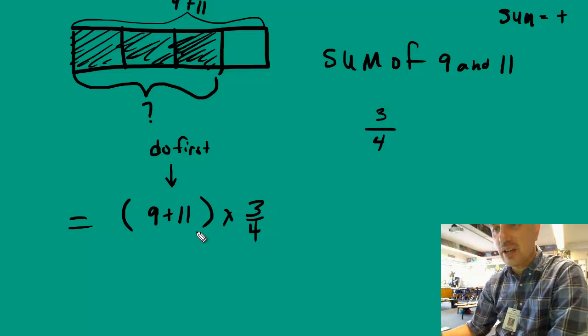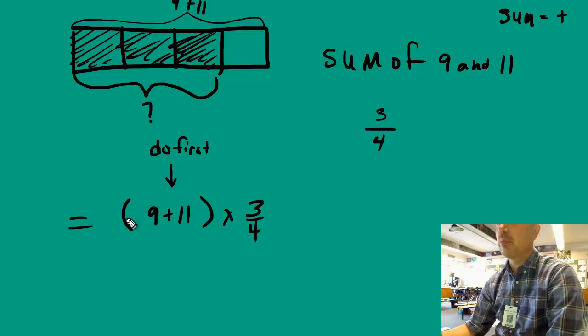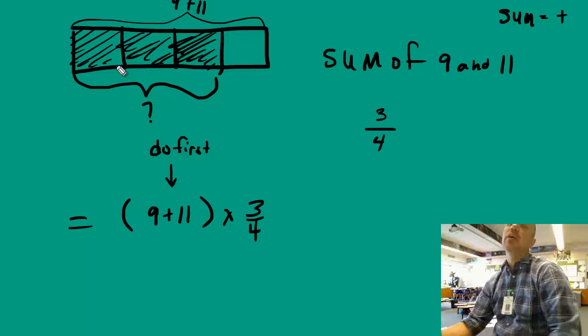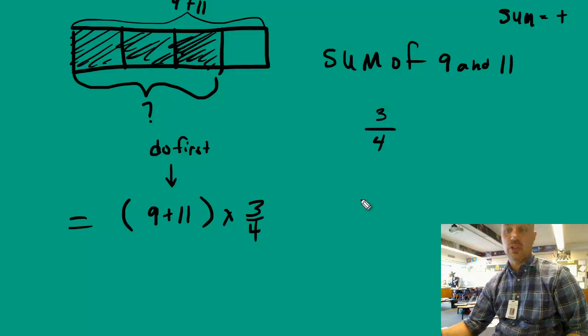If I didn't do that first, I would be doing my multiplication first, because in order of operations, we do multiplication and division first. So then I would really get a different answer. So parentheses tells me that I need to do this first. I needed to do it first because I needed to find the whole, and then I could split it up into my fourths and figure out what 3/4 of those are.